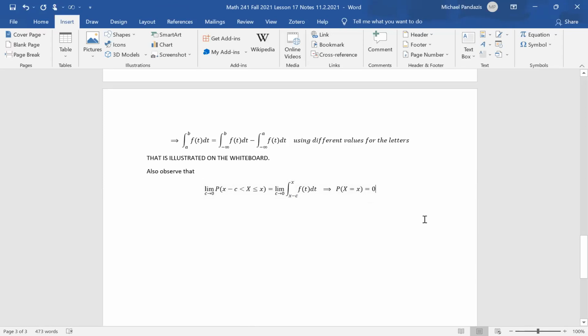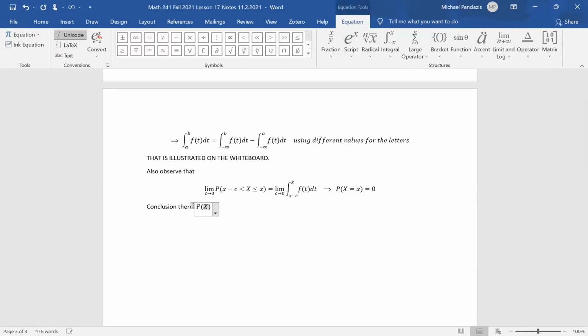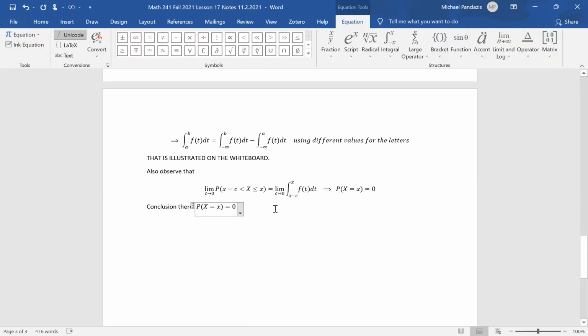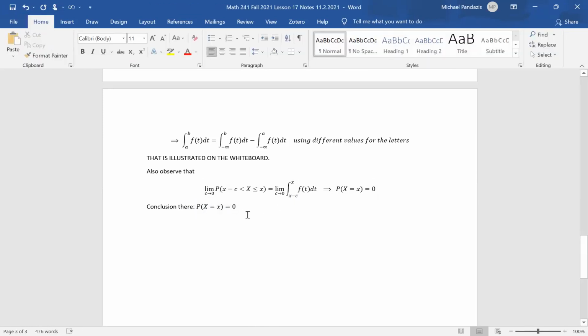Okay, so our conclusion there is that the probability of X equaling any fixed value is 0. So the only way you get a positive probability is if you consider more than one point. But it's going to have to be an interval of points, not just 2 points. That's not enough. If you take the probability of any one particular point, it must be 0. That's what that says.